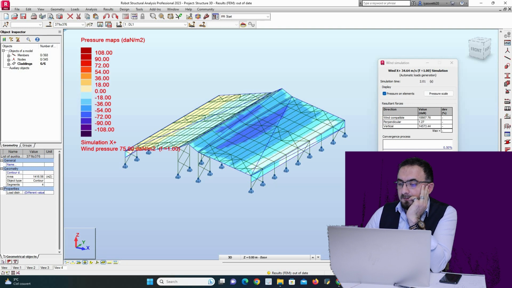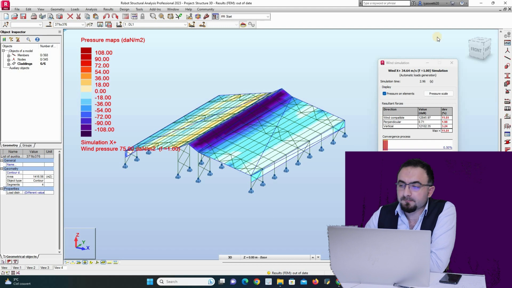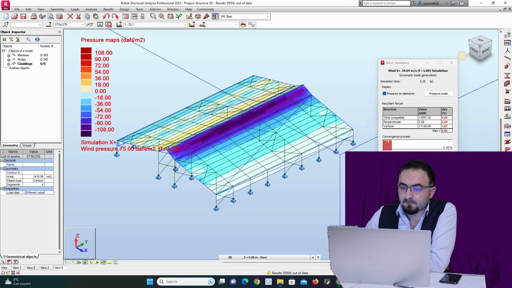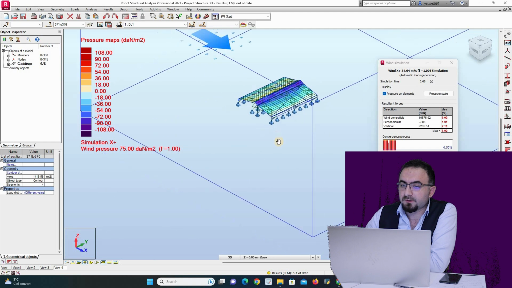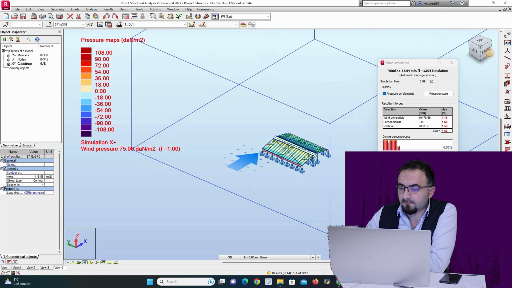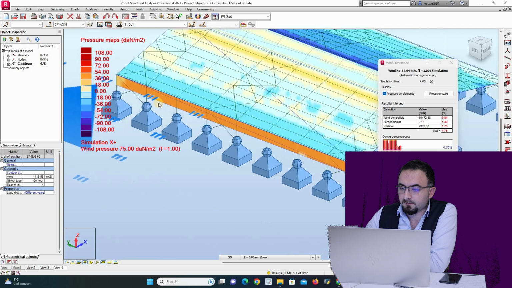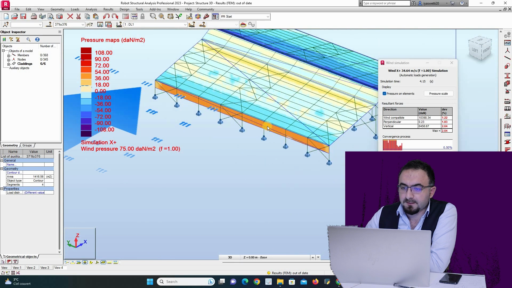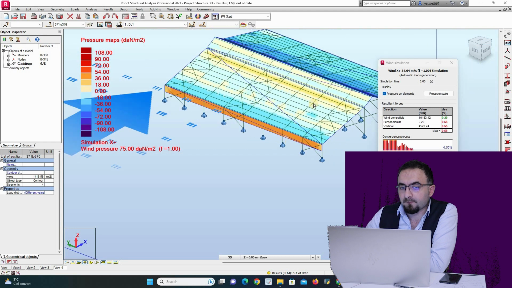So the software shows the concentration of the wind force here, and in which direction it acts, in this direction. We have a big pressure on this panel, this grating, about 90 decanewton per square meter. So this is the distribution of the effort.